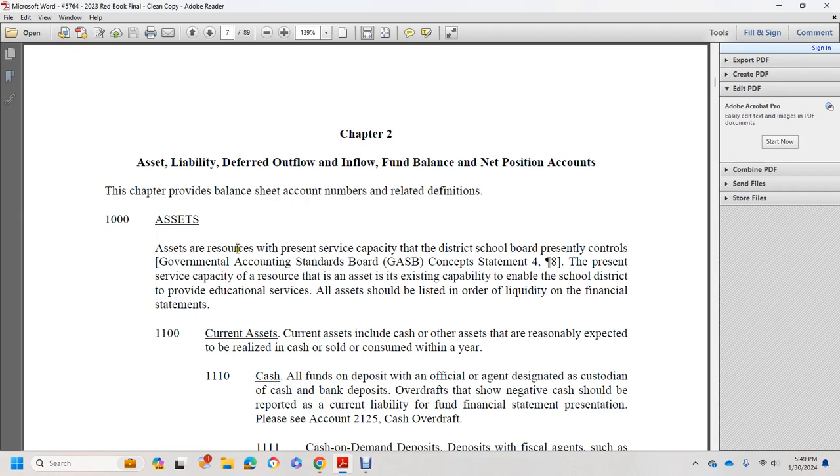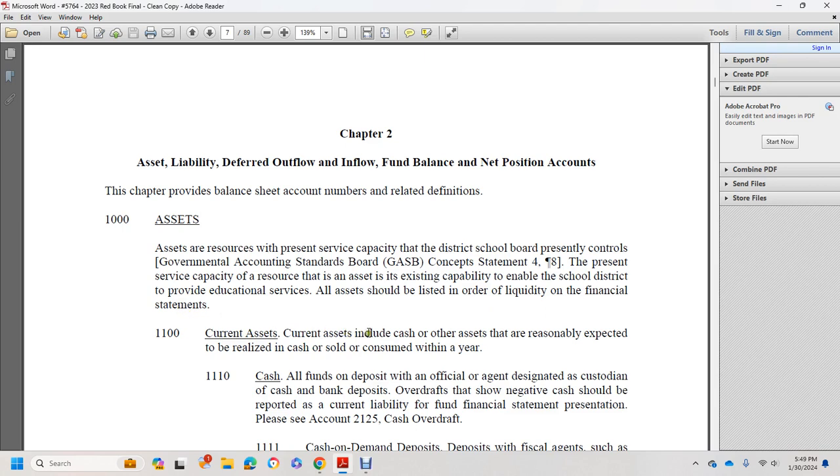Assets, 1000. Assets are resources with present service capability, and the capacity of the district school board presently controls them. Per Governmental Accounting Standards Board Concept Statement 4, paragraph 8 of the presentation, service capacity is an asset with existing capability to ensure that the school district provides educational service. All assets should be listed in order of liquidity on the financial statement.